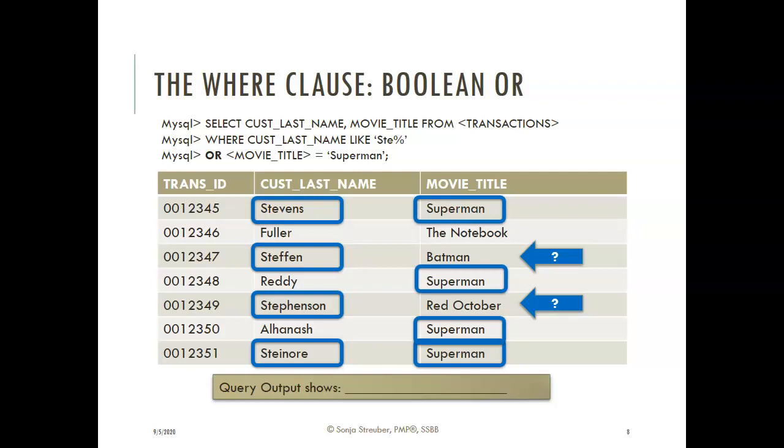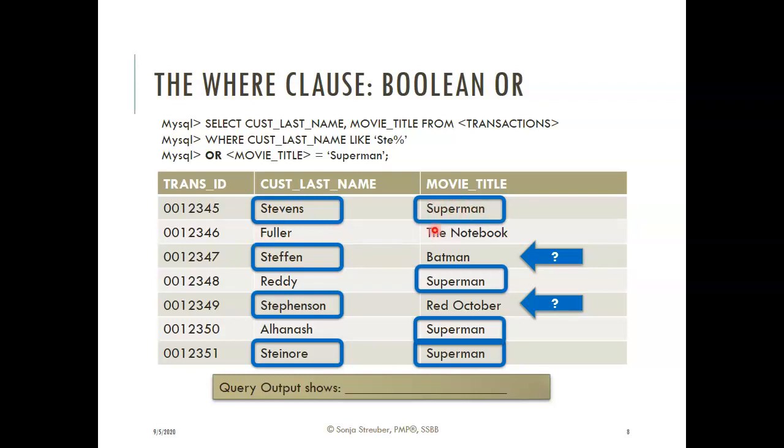How does our Boolean OR behave? If we look at this query here, select customer last name, movie title from our transactions table, which is what we see here below, where the customer last name starts with STE, or the movie title is Superman. Will we see Stevens because the movie title is Superman?